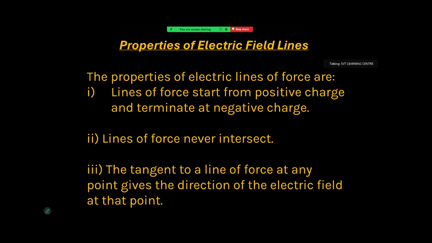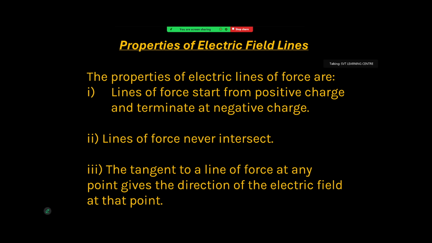Now let's look at some of the properties of electrical field lines. First of all, the lines start from a positive charge and terminate at the negative charge. That means electrical field lines will move out of the positive charge and will go into the negative charge.